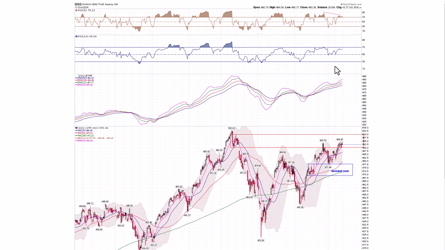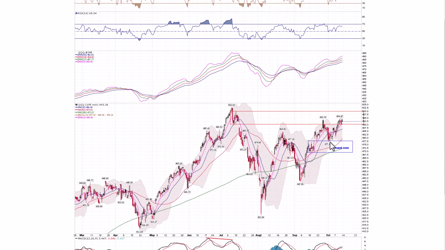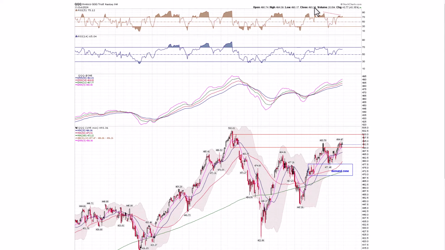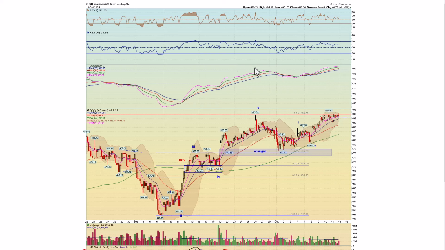Chart 27, here's a half-day chart, which just shows you the same thing. Last time on that little pullback, we bounced right off that demand zone that we had. Now we're into a little supply zone. And there is some MACD divergence here, you can see that, and RSI divergence. Chart 28, here's a 60-minute view.